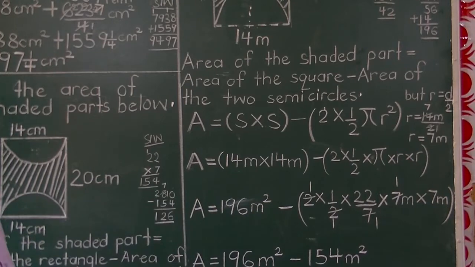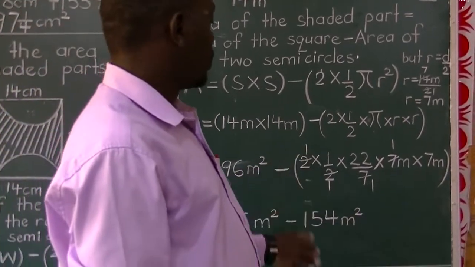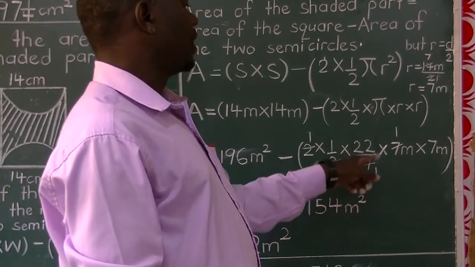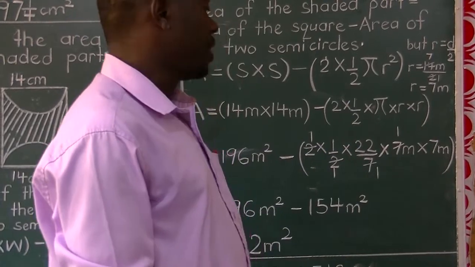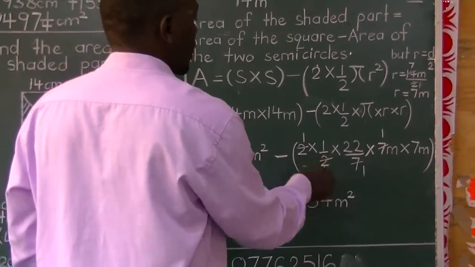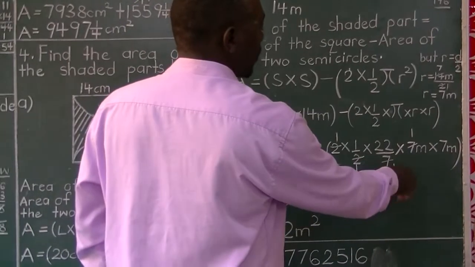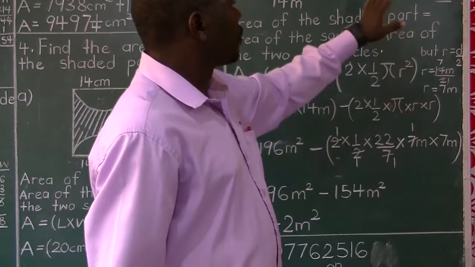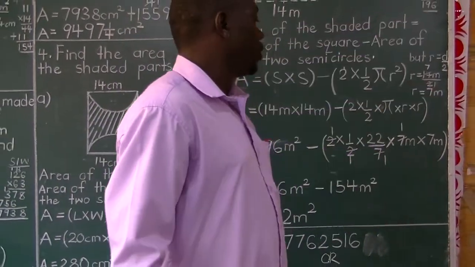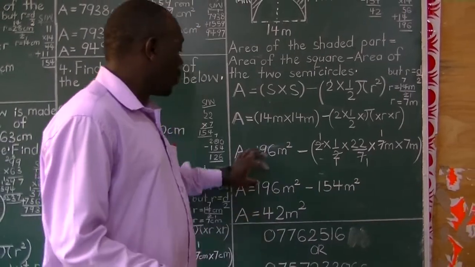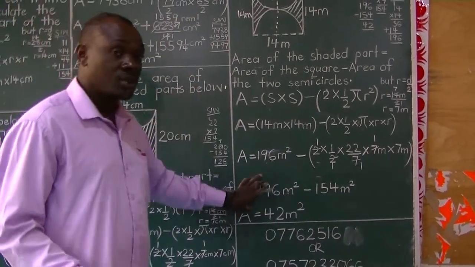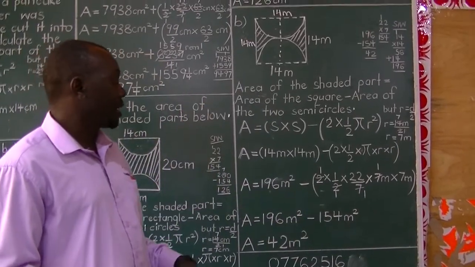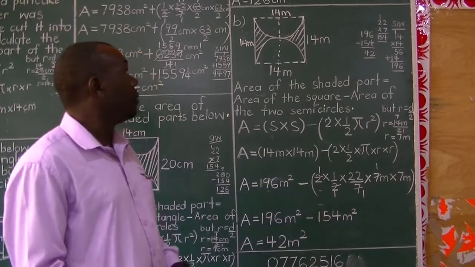Then multiply 14 by 14 properly, you get 196 meters squared. And then go to substitution for this other one. That's 2 times a half times 22 over 7 times 7 meters times 7 meters as radii. Then cancel by 2, divide by 2 and get ones. 7 by 7 ones, and 7 by 7 ones, thereby remaining with 22 meters times 7. Then multiply 22 by 7 in this style. You get 154 meters squared. So the area of the square is 196 meters squared, and the area of the two semicircular ends is 154 meters squared.